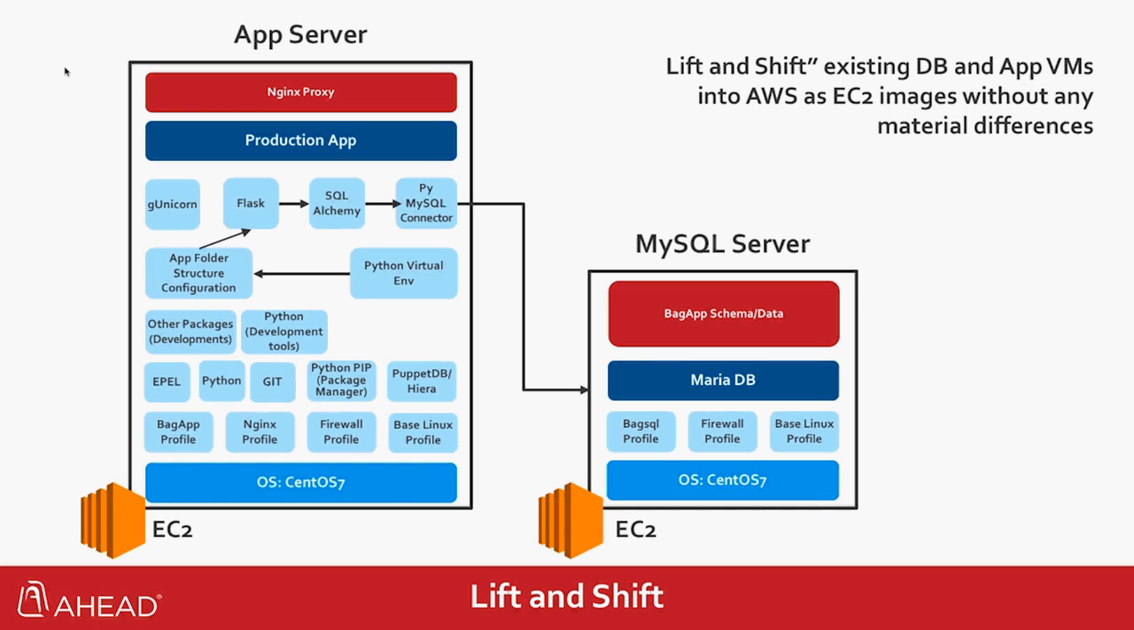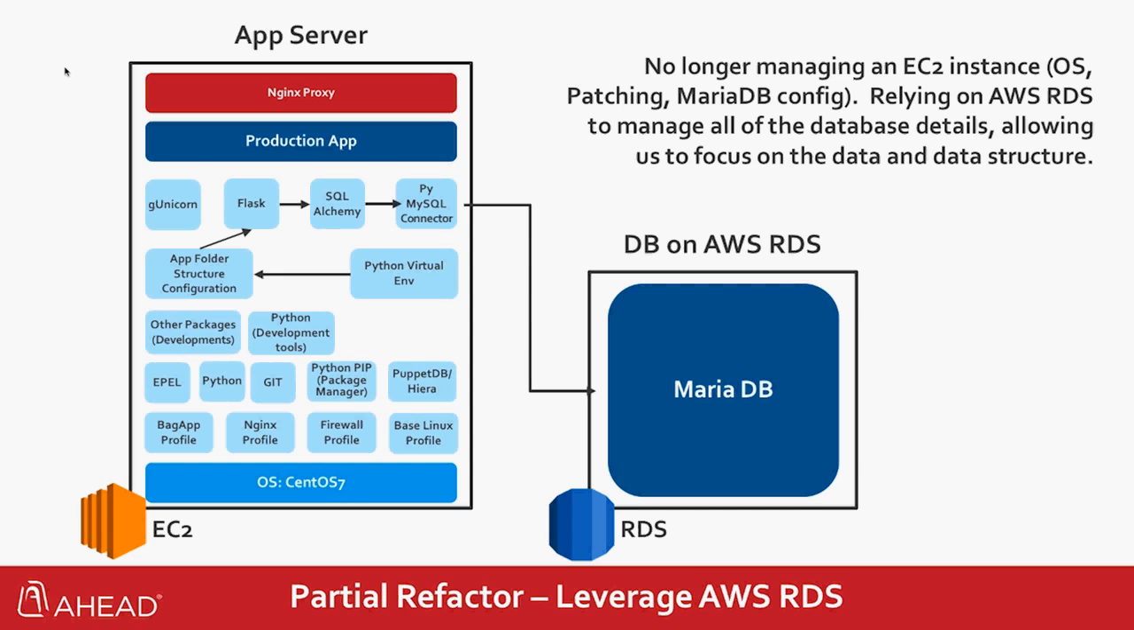One of the ways we can advance this is to replace the database server with something like AWS RDS. This is what we call a partial refactor. Some people also refer to it as a cloud-friendly way of deploying the application. We're still going to maintain the web server on the left-hand side, but we've decided we no longer want to manage the EC2 instance for the database server. In this case, we completely rely on Amazon RDS for patching, OS management, etc. All we care about is the data and the data structure.